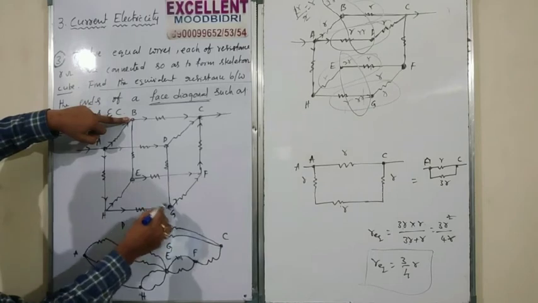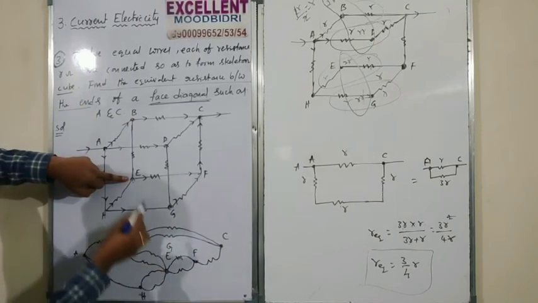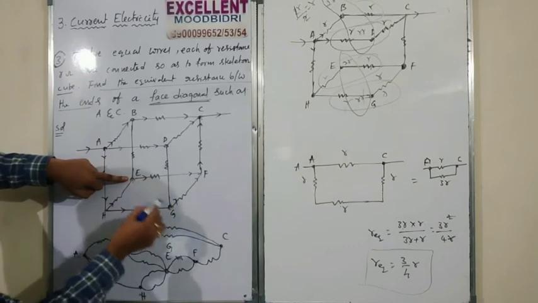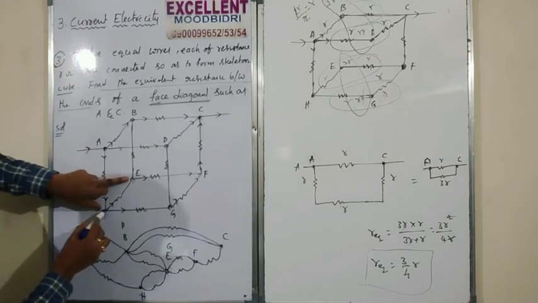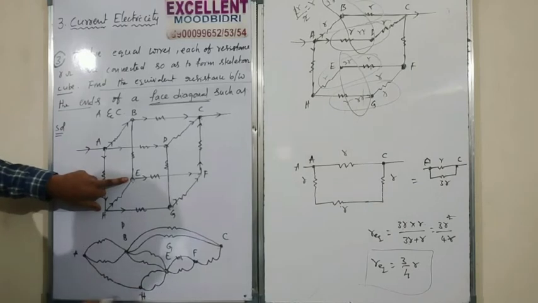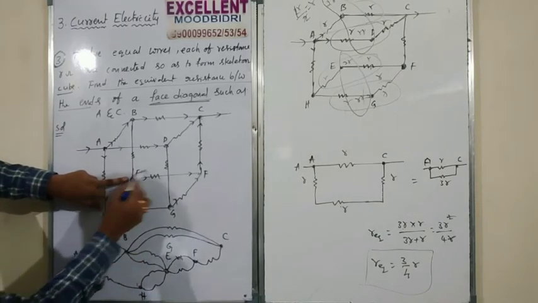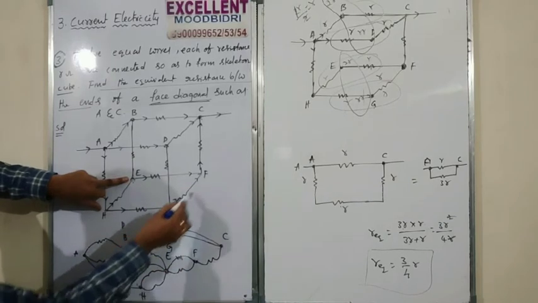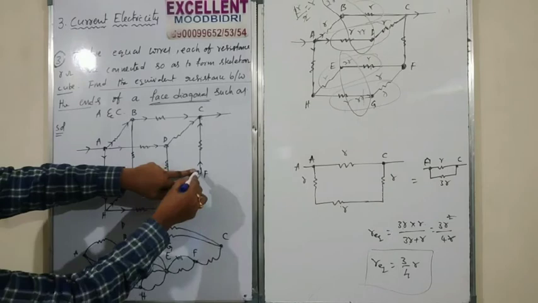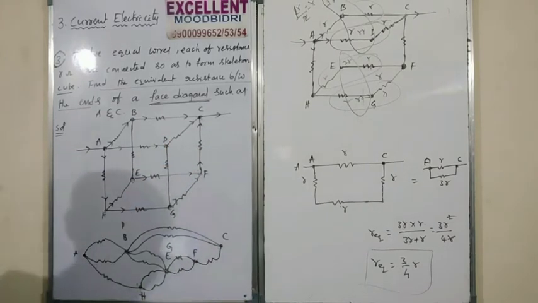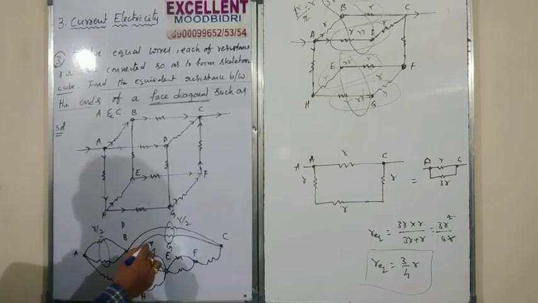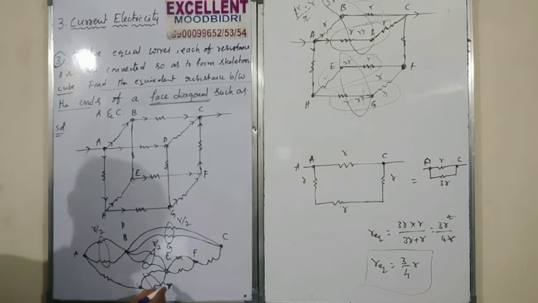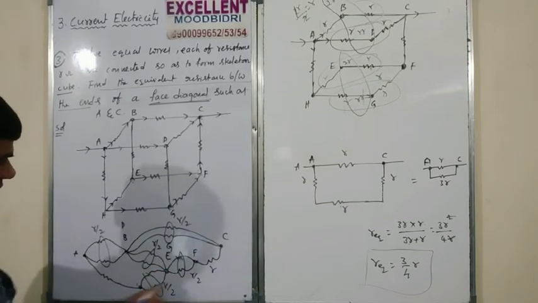So next G and E, where is that E? G and E, right? G to H, E to H, correct? Similarly G to H, E to H. Next one E to F, and G to F, again F to C. Correct. So therefore this is R by 2, R by 2, R by 2, R by 2. This is the R, this is the R.